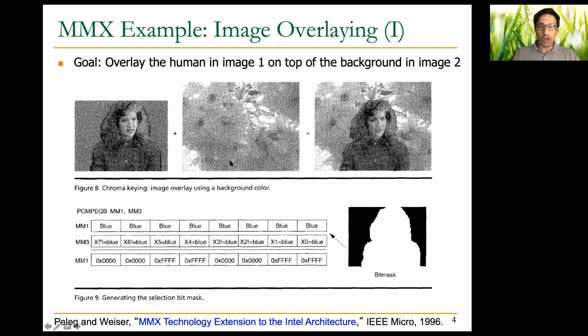So how would you do this in a sequential CPU? How would you do it with a simple C program? You just need to go one by one over all the elements of the image and check whether this particular pixel is blue or not. If it's blue, you replace it with the corresponding pixel in the blossom background. And if it's not, you just keep the pixel corresponding to the woman, right?